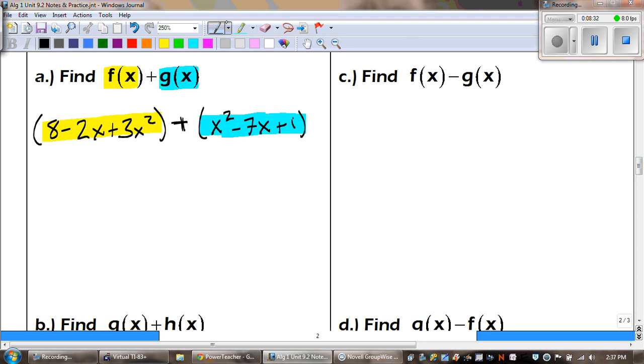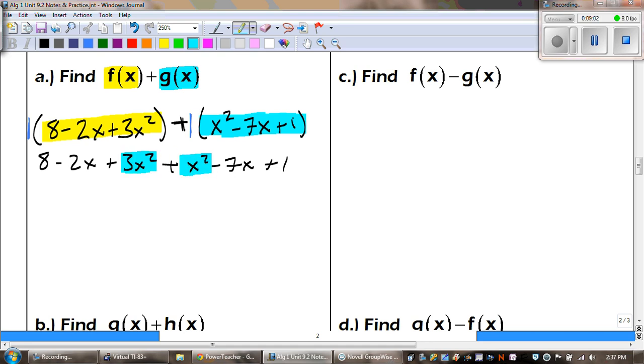Well, to get rid of parentheses, I need to distribute what's outside. Well, Mr. Grice, there's nothing outside. Well, technically there is. Remember, there's a +1. If there's no symbol, it's a +1, and everything stays the same. So we have 8 minus 2x plus 3x squared plus x squared minus 7x plus 1. And now we need to combine like terms.